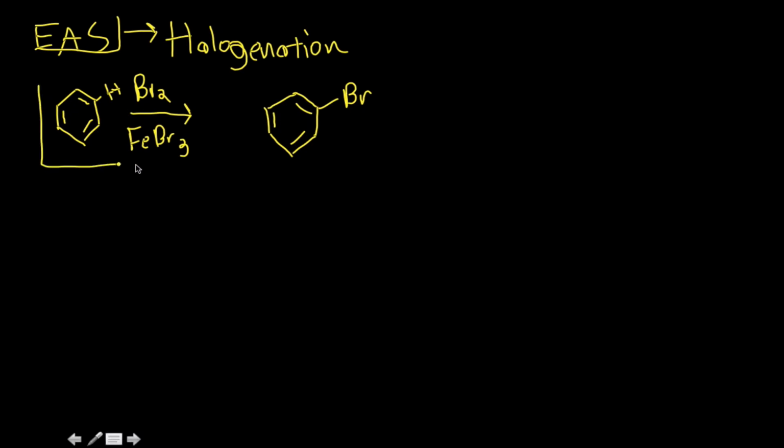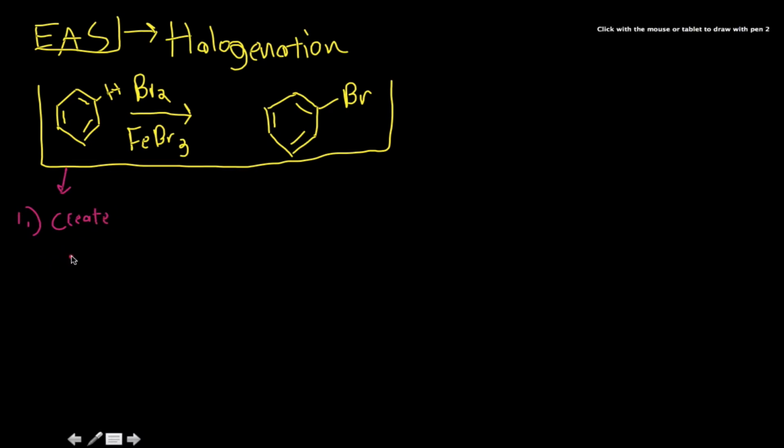So there are 2 steps that this is going to happen in, and I'm going to go ahead and color coordinate those. The first step, step number 1, is to create a leaving group or an electrophile. And the reason why I'm saying this is because they're often used synonymously. So that's the first step.